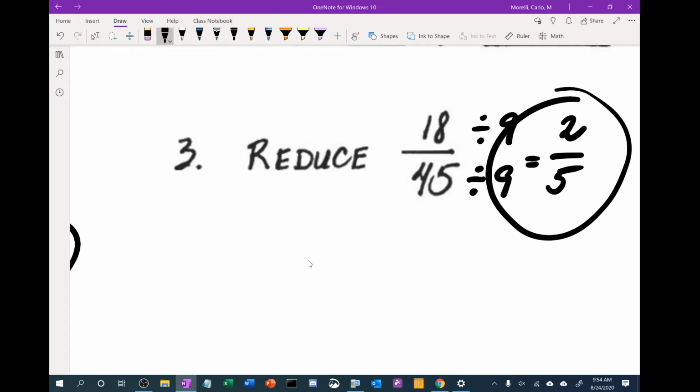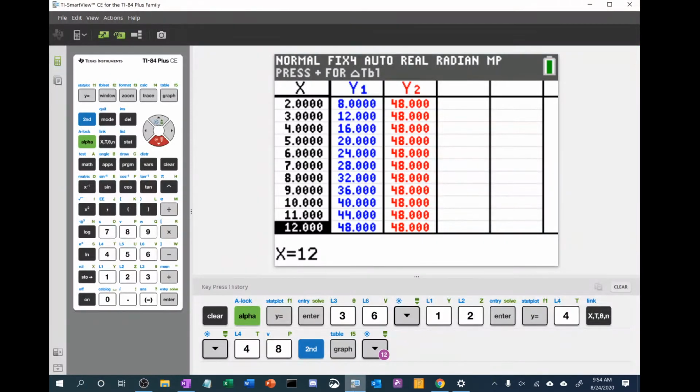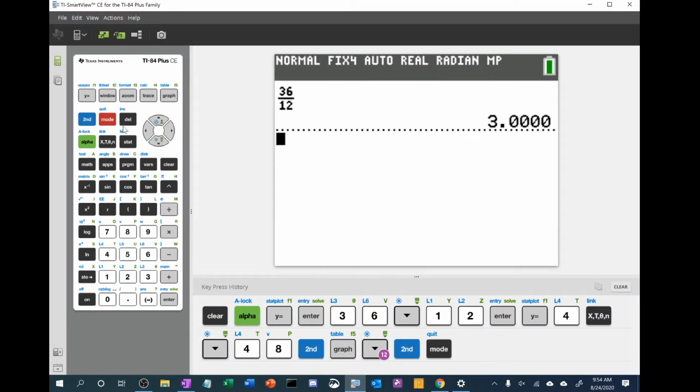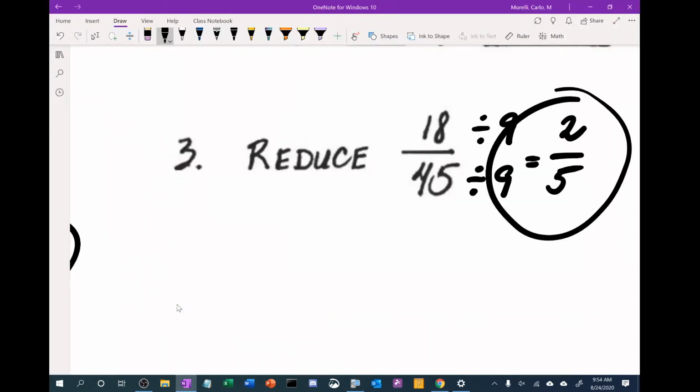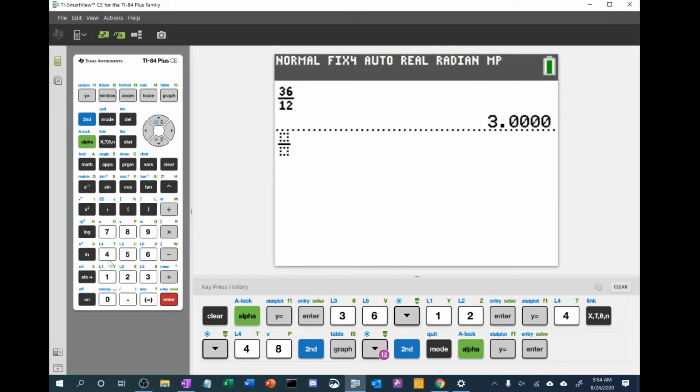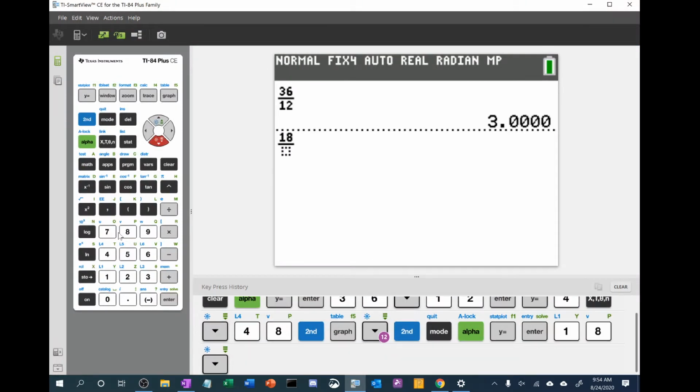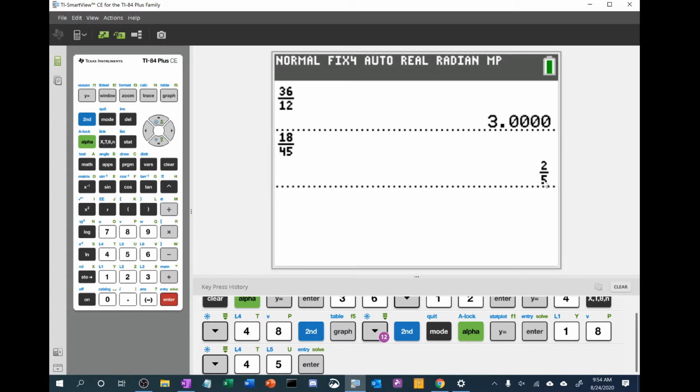But what if I didn't know that? I could go to my calculator. I could go to alpha y equals enter. And I could just put this fraction in, 18 over 45. Okay. So when we're doing this on paper, you see it automatically reduces the fraction, so it gives you the correct answer.